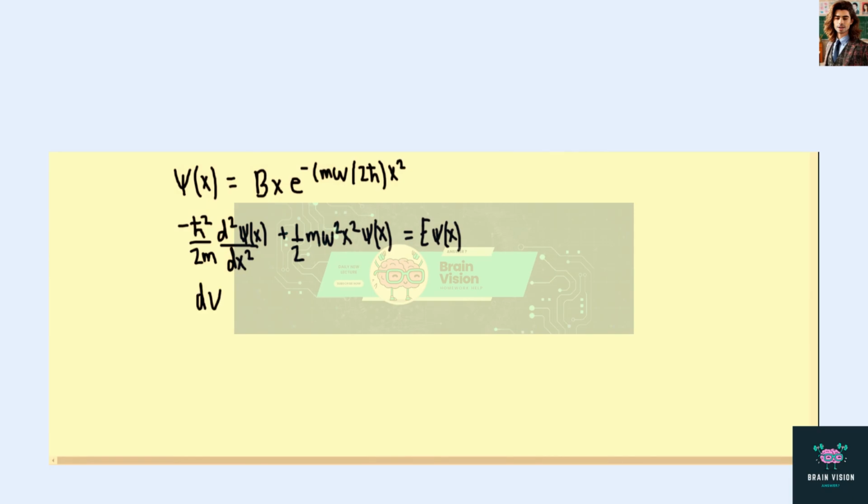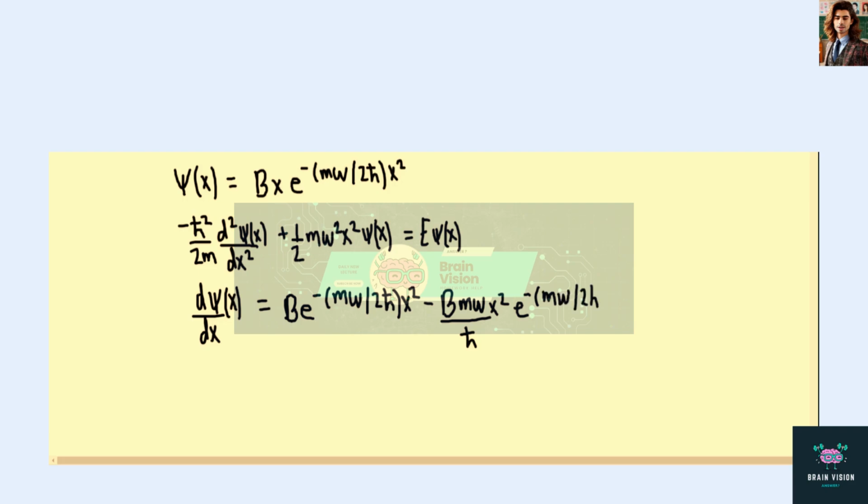Given the wave function, we start by taking its derivatives for the Schrodinger equation. So we take the first derivative, we substitute the wave function in, and we'll see that we have two terms since we have x multiplying an exponential. And we get the following result.